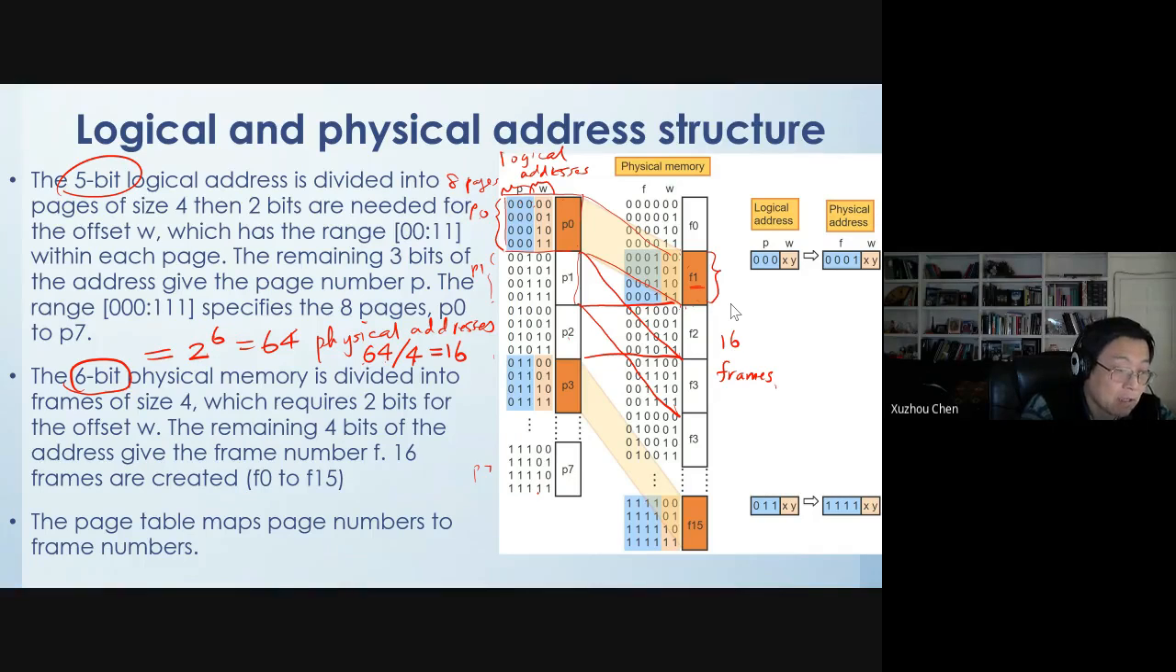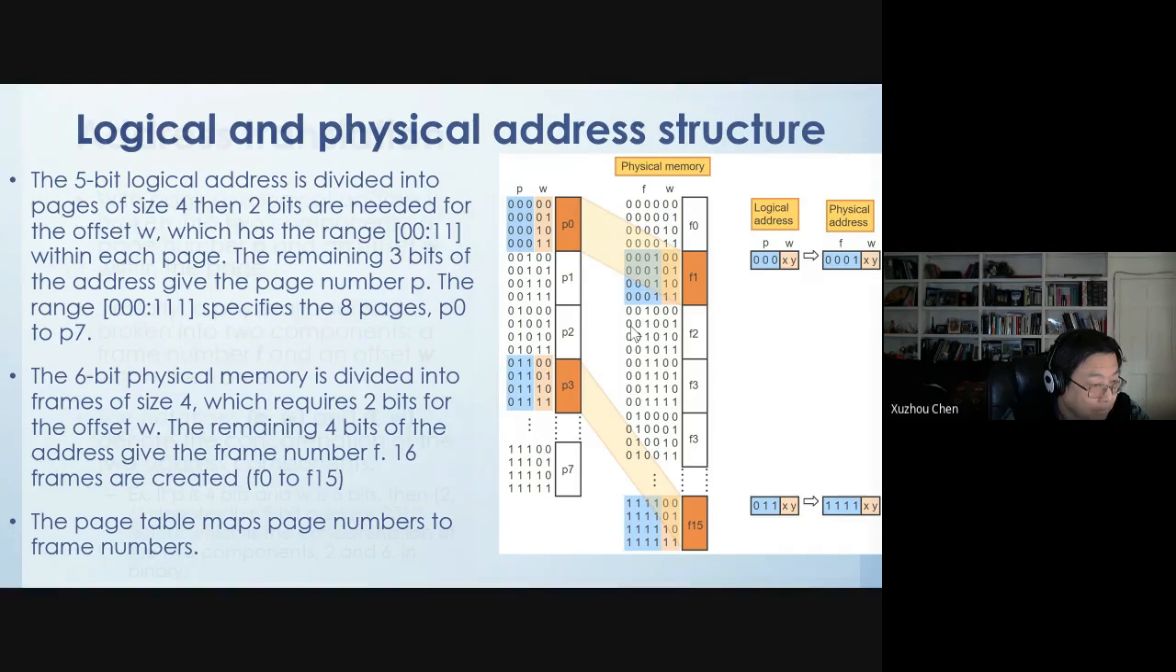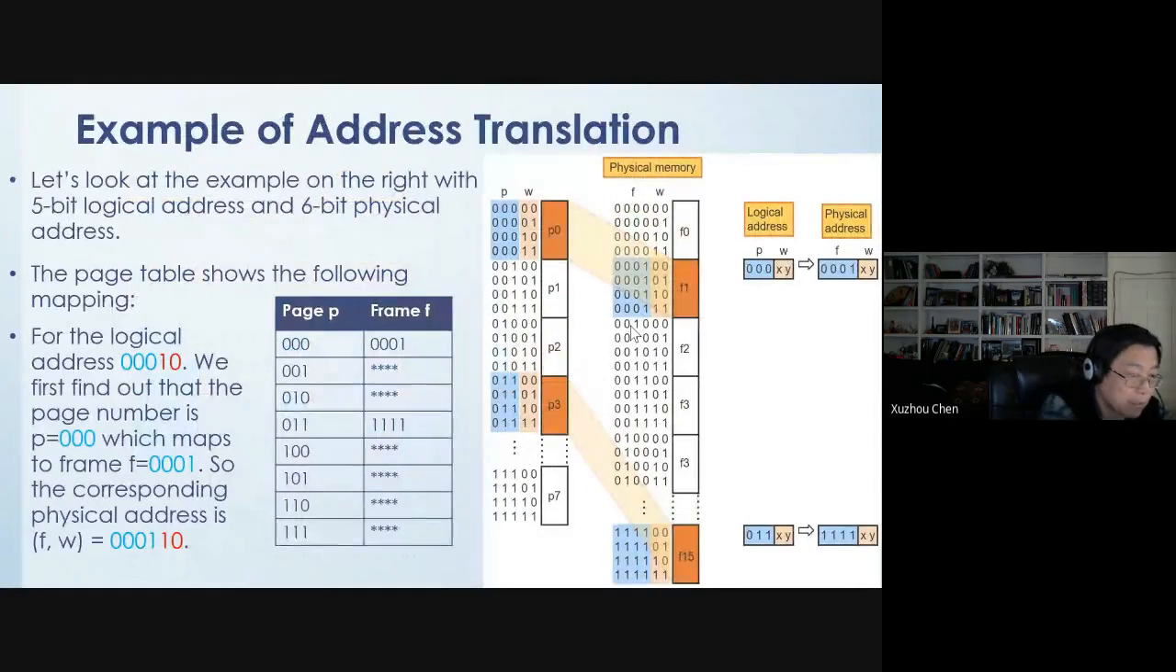That's called a page table. So we build a page table. The page table should record which page is loaded into which frame. In this same case, we can say page 0, 000, maps to frame number 1, which is 0001. So the frame number is 1. Now page 1: suppose I load page 1 into frame number 3.